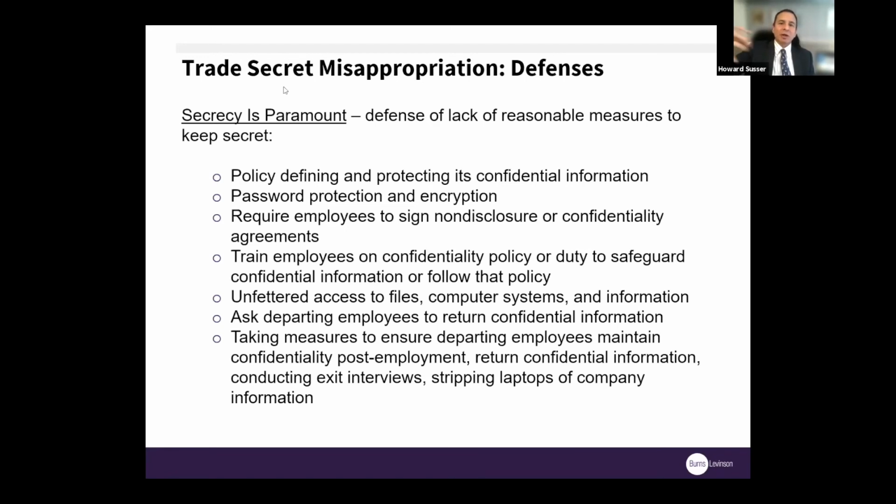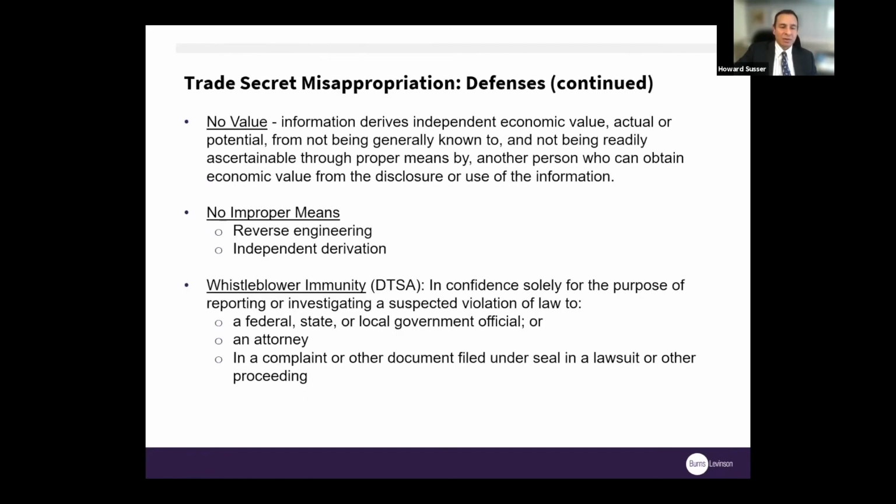So there could be a look back in a lawsuit where somebody took something and maybe is using it, and a court may listen to a defense that you didn't take enough precautions to protect it to be protectable under the trade secret laws, federal and state. Another defense is that it has no value, because all of the trade secret definitions say something of economic value.